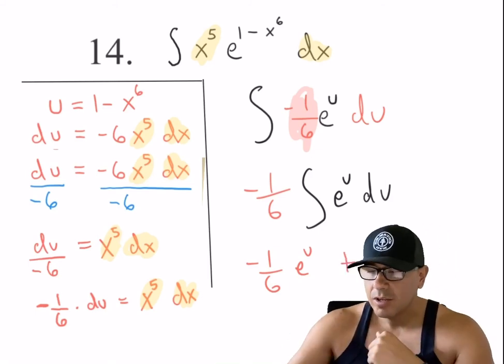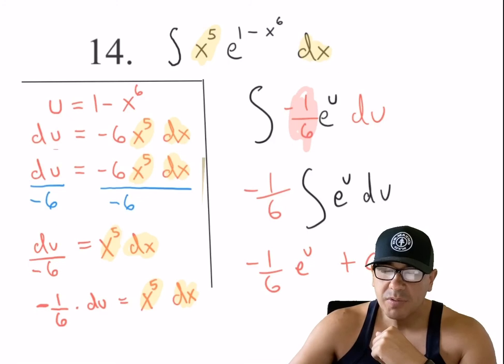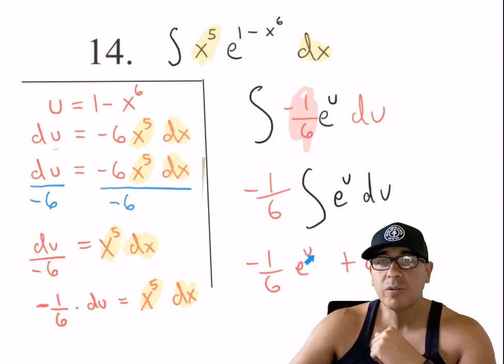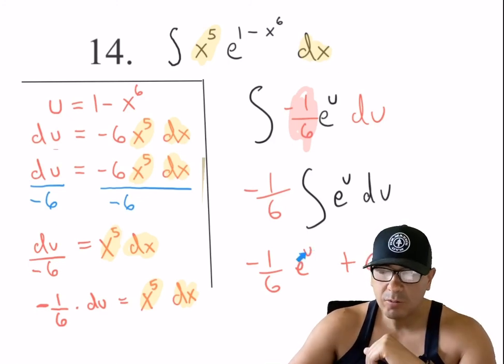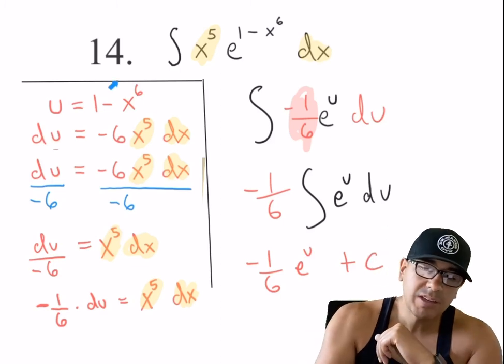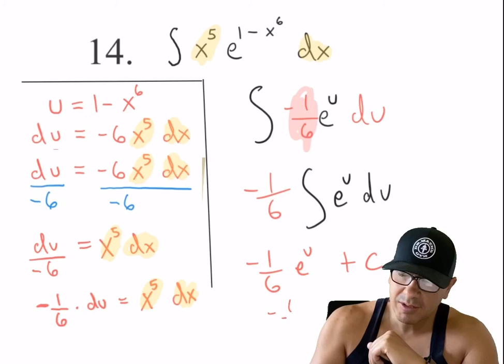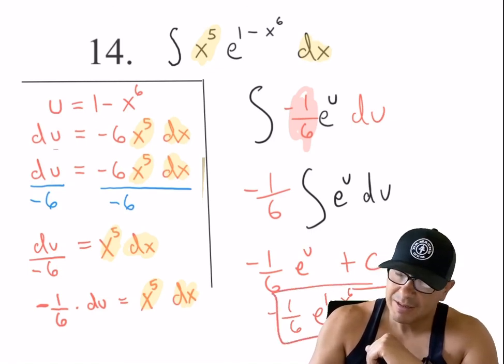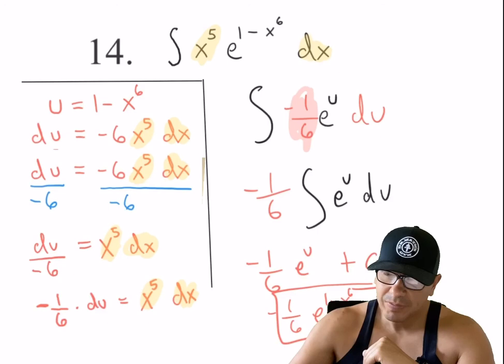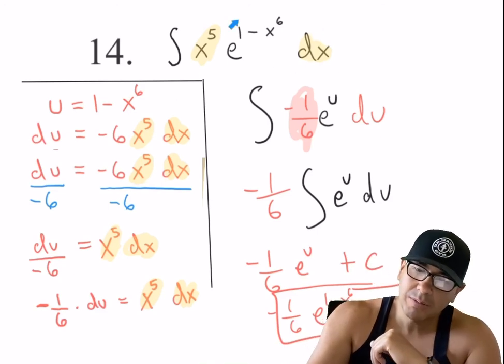And now, don't forget, we substitute whatever u was originally back into the problem. So what was u equal to? U was equal to this mess right here. So we're left with -1/6 e to the 1 minus x to the 6th, and then plus c. So this right here is the antiderivative of this problem up here.